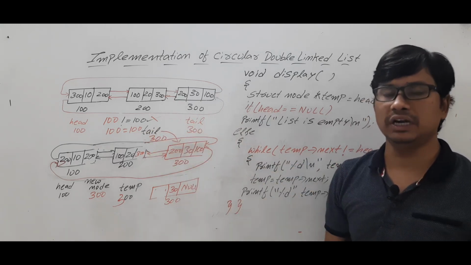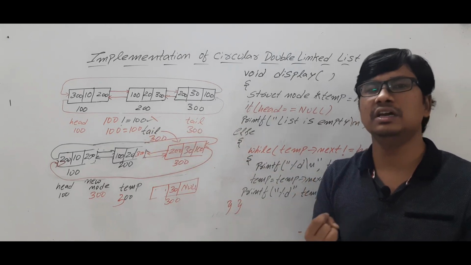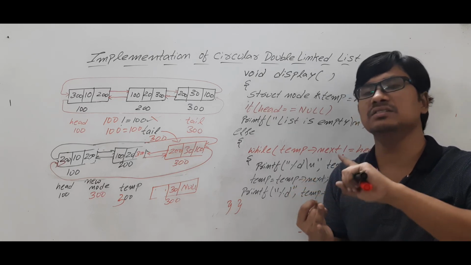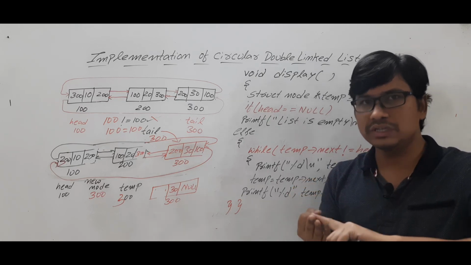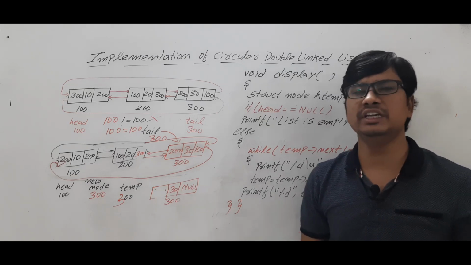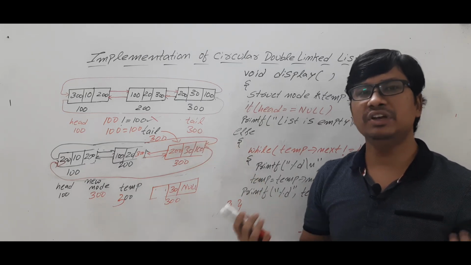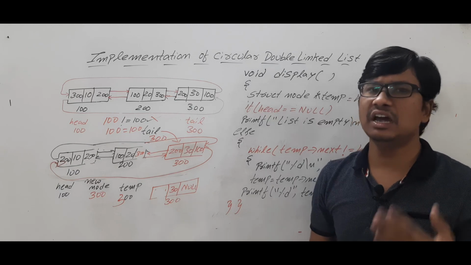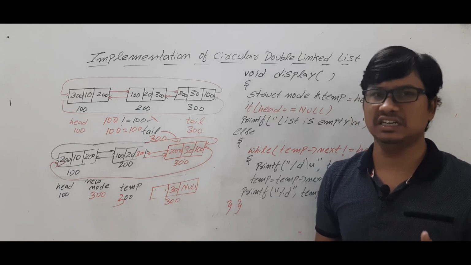I hope you have understood what a circular double linked list is and how to create the circular double linked list and how to display the data which is there in it. If you still have any doubts related to this concept, feel free to ask me in the comment section. I will try to clear your doubts as early as possible.